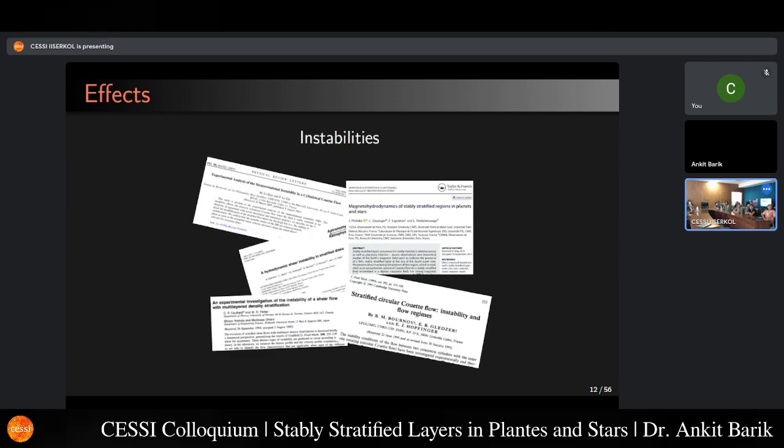And finally, stably stratified layers themselves can be prone to all sorts of different instabilities, both in the hydrodynamic case as well as in terms of magnetic effects.